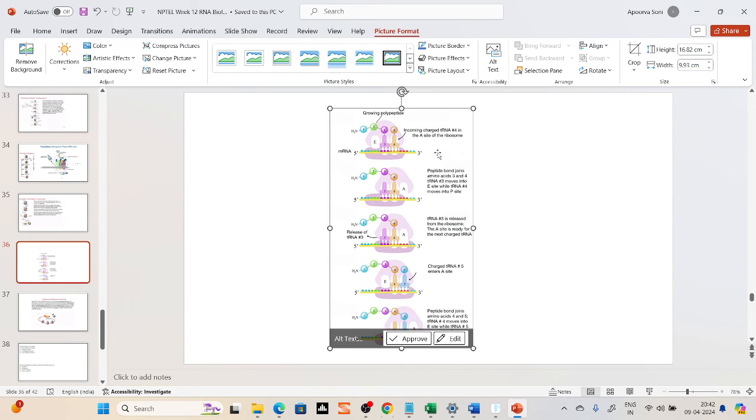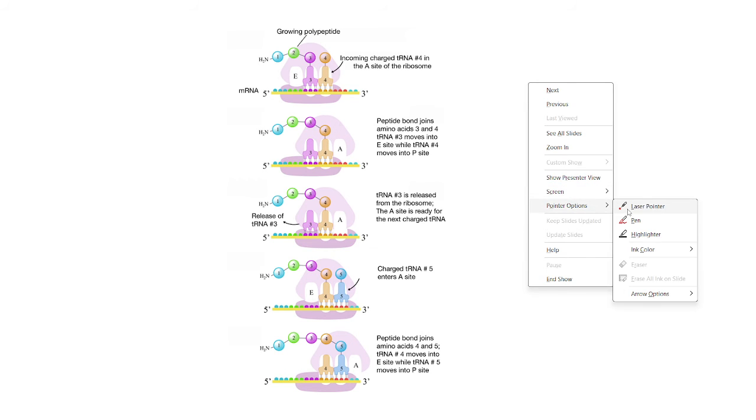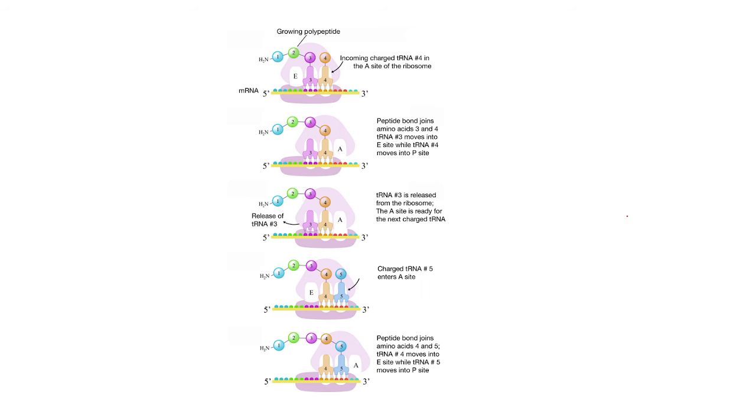You can see here the incoming charged tRNA in the A site of the ribosome. So these many amino acids have been added. Then a peptide bond joins amino acid 3 and 4. 3 is here in the P site. 4 also forms a peptide bond here. This is the peptide bond that is formed.